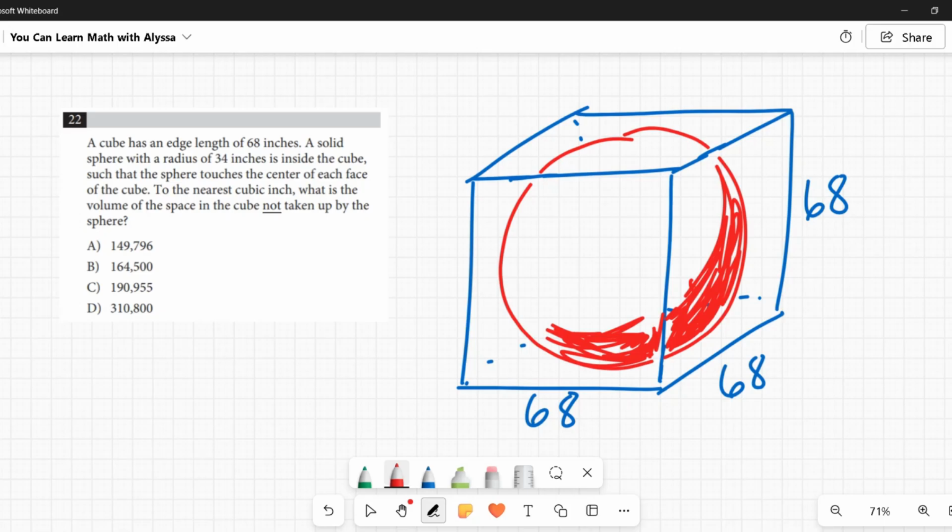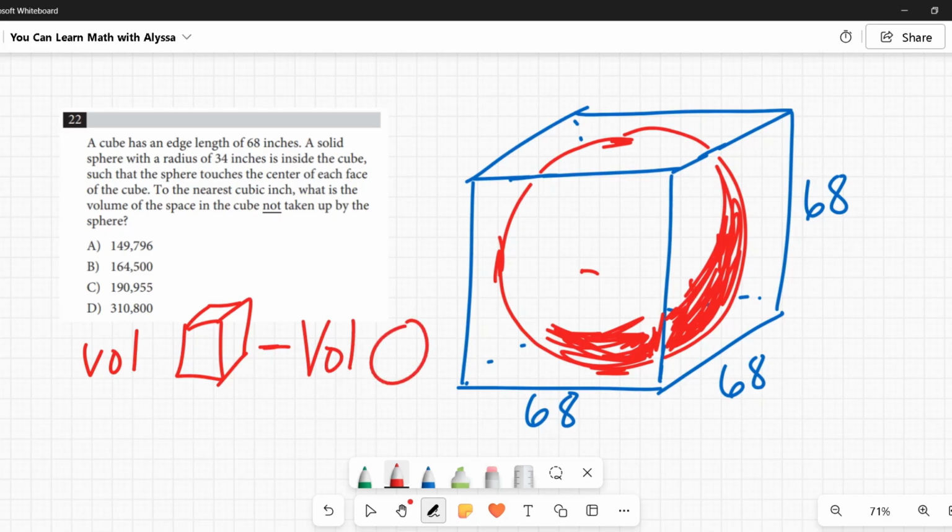To the nearest cubic inch, what is the volume of the space in the cube not taken up by the sphere? So the sphere is touching inside this cube, front and back. So what we need to do is take the volume of the cube and subtract the volume of the sphere. And that will give us the volume of the space that is not taken up by the sphere.